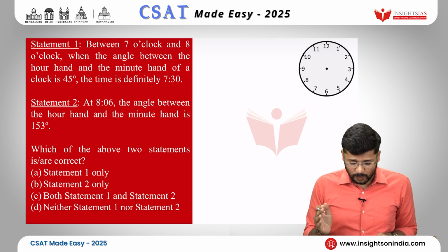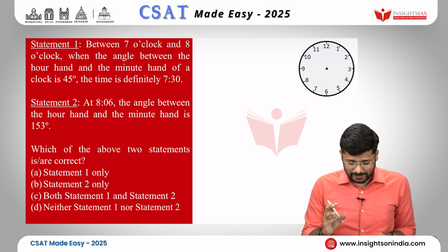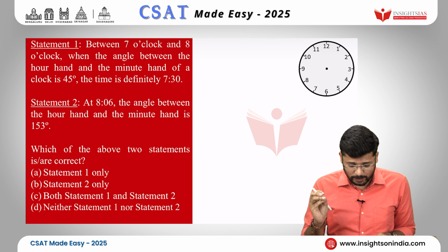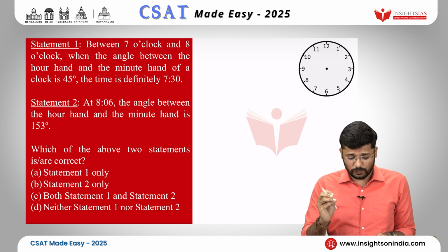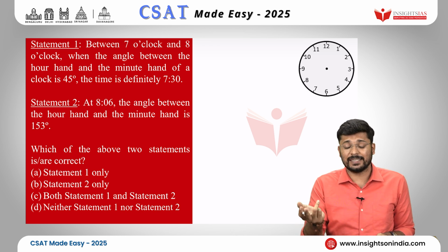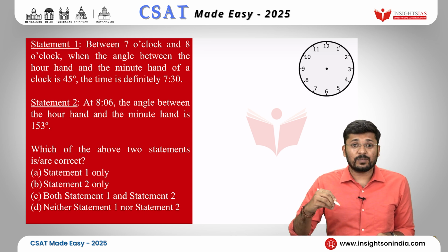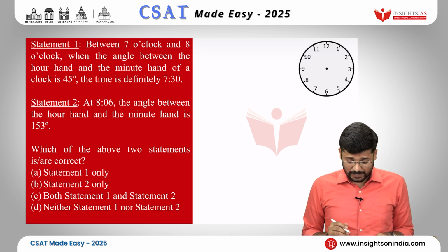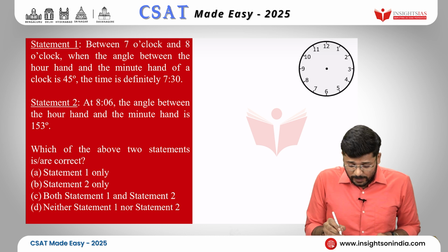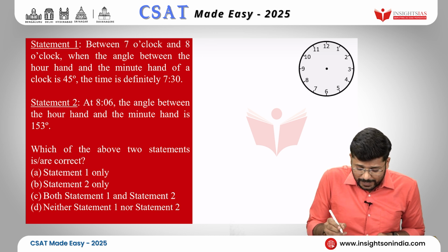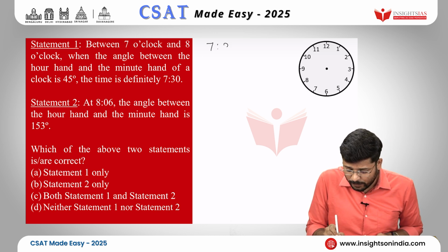What does it say? When the time is 7:30, the angle between hour hand and minute hand is 45 degrees. Is that what it is saying? No, it is saying the other way. When the angle between the hour hand and the minute hand is 45 degrees, the time is definitely 7:30. Okay, we will see what the angle is between the hour hand and the minute hand when the time is 7:30. How do we do that?